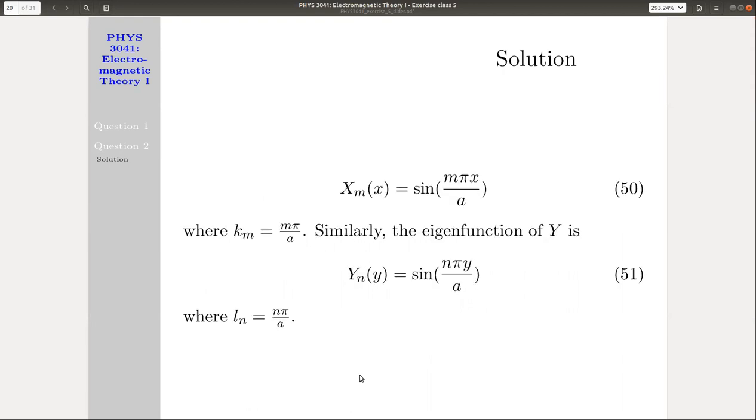And similarly, the differential equation for y is just the same as that of x. So the solution also takes the exact same form, except we use n instead of m to distinguish them, and we have y here. So the solution of y would be sine of n pi y over a.